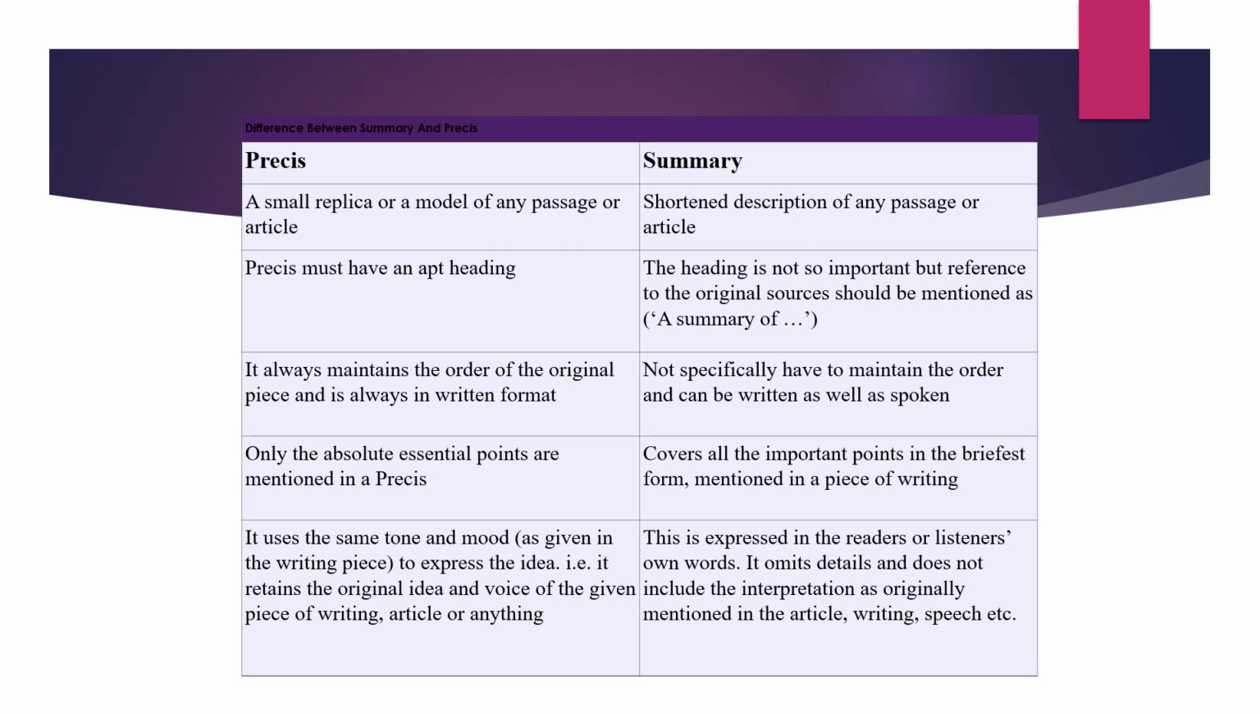A precis uses the same tone and mood as given in the writing piece to express the idea. That is, it retains the original idea and voice of the given piece of writing, article, or anything, while a summary is expressed in the reader's or listener's own words. It omits details and does not include the interpretation as originally mentioned in the article, writing, speech, etc.